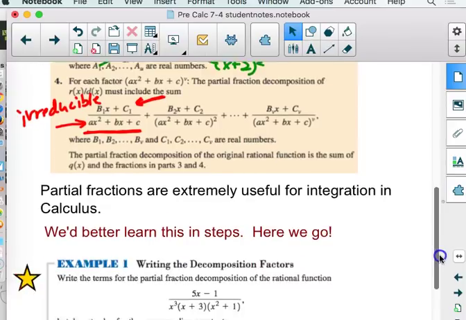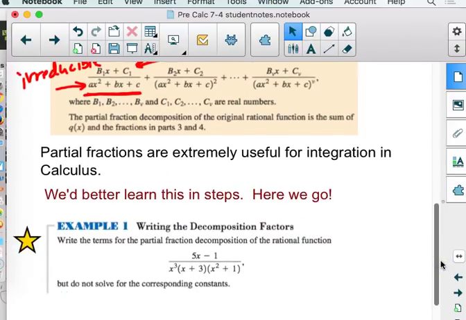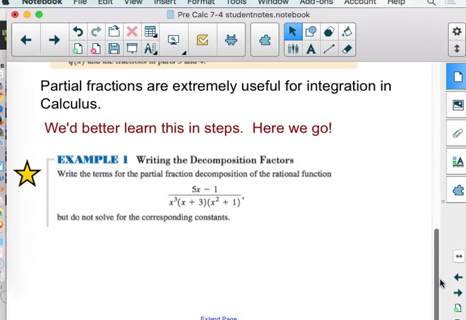And as it says in the black here, partial fractions are extremely useful for integration in calculus. So we'd better learn this, and we're going to have to learn it in steps. So here we go. We're going to start pretty basic, and then we'll go from there.